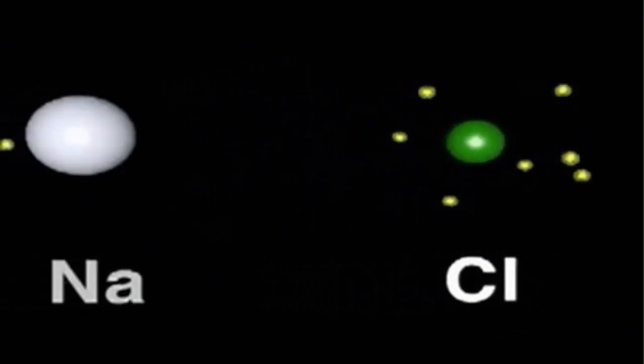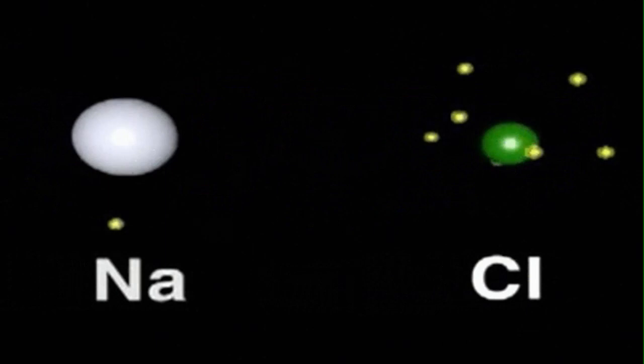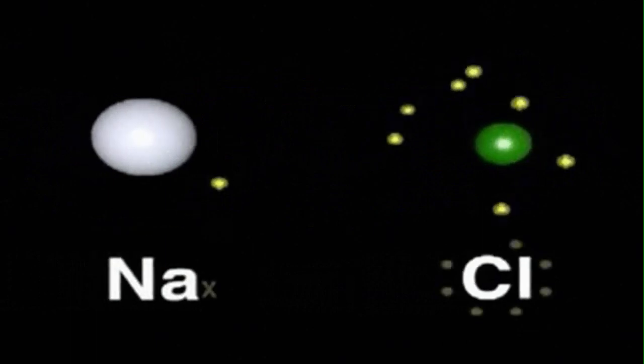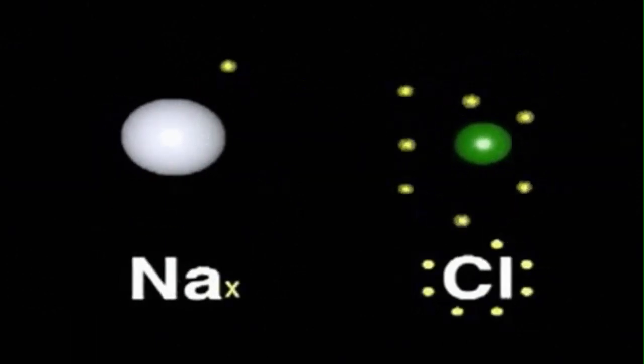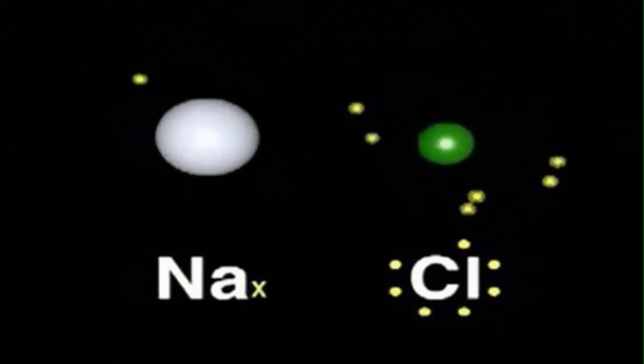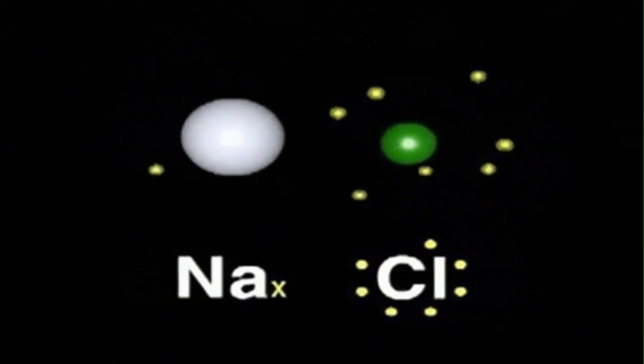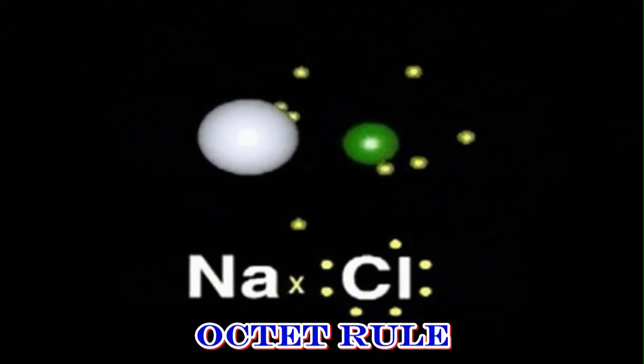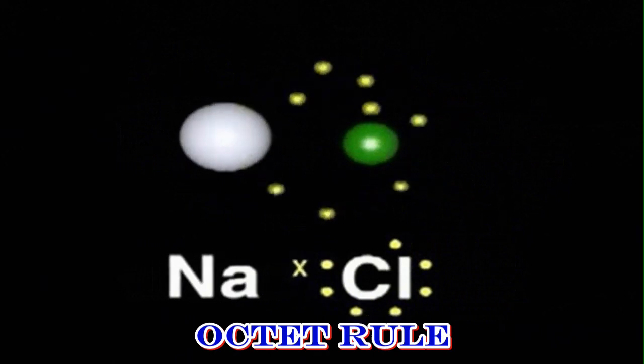Now, let's dive a bit deeper. Why does this happen? Well, it's all about achieving a stable electron configuration. Atoms tend to gain, lose, or share electrons until they have 8 electrons in their outermost shell, a state which is most stable. This is often referred to as the octet rule.